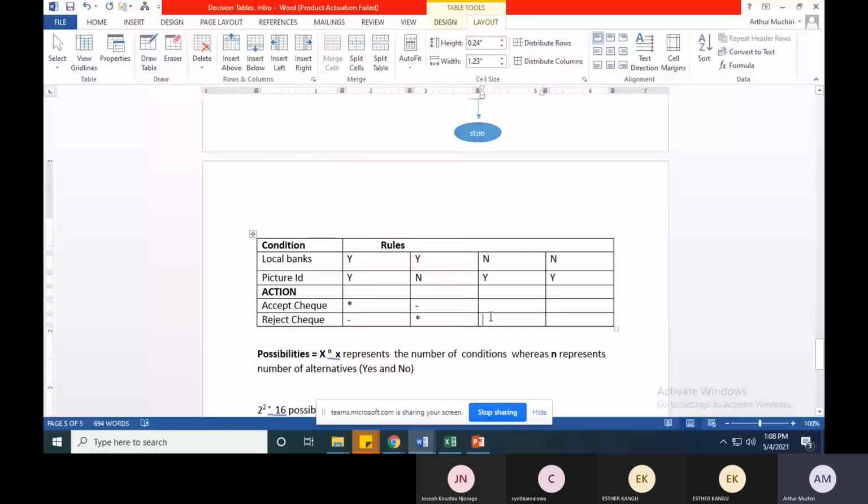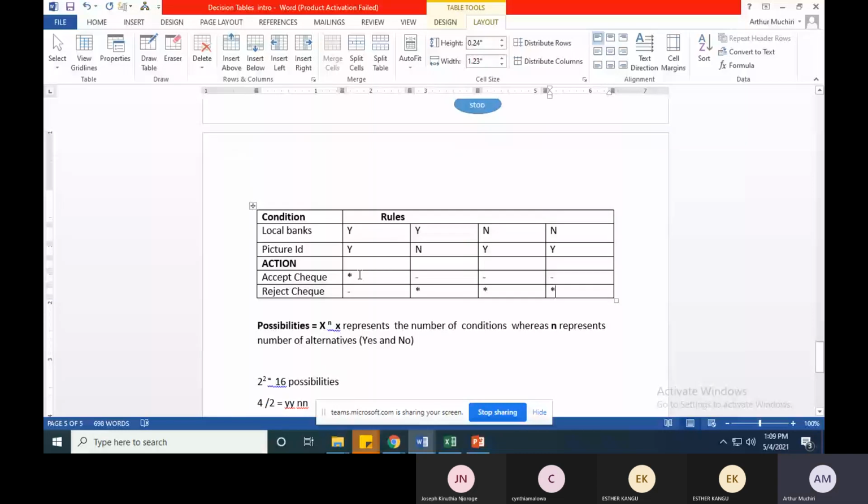We're not going to accept your check until you present both the local bank and the picture ID. So another person comes, he's not from a local bank, but he has a picture ID also. So this one, we're also going to reject his check. So you put dash where you have rejected. So with that, I think that's how it works.